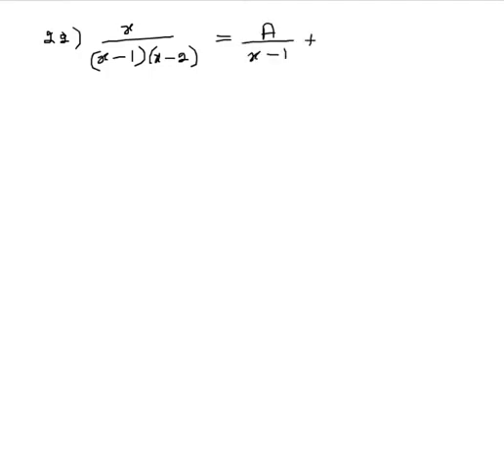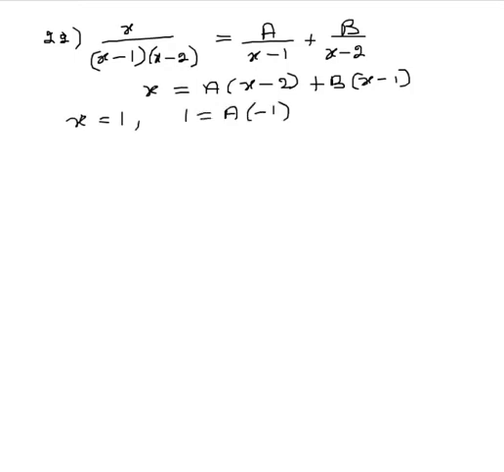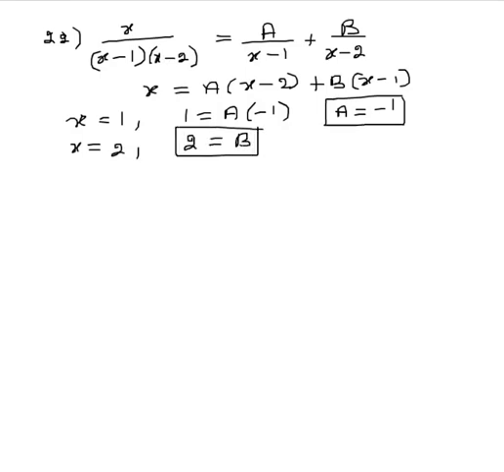Both are linear factors. So A divided by x minus 1 plus B divided by x minus 2. Take LCM and equate the numerators. We get this equation. This is a very simple question. Let us substitute x as 1. Therefore, A is minus 1. Let x be 2. B value is 2.